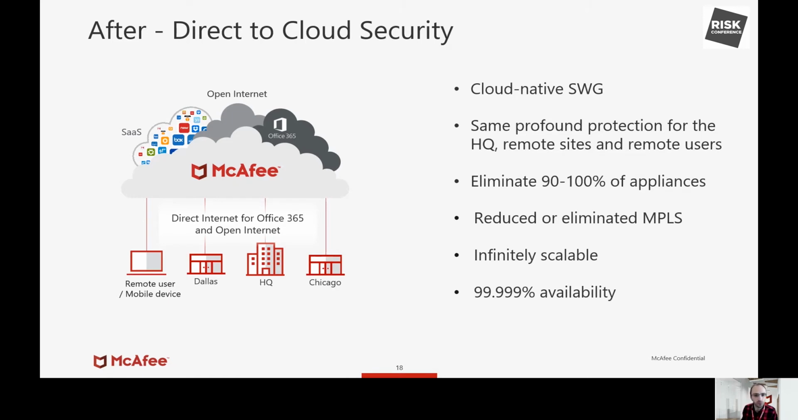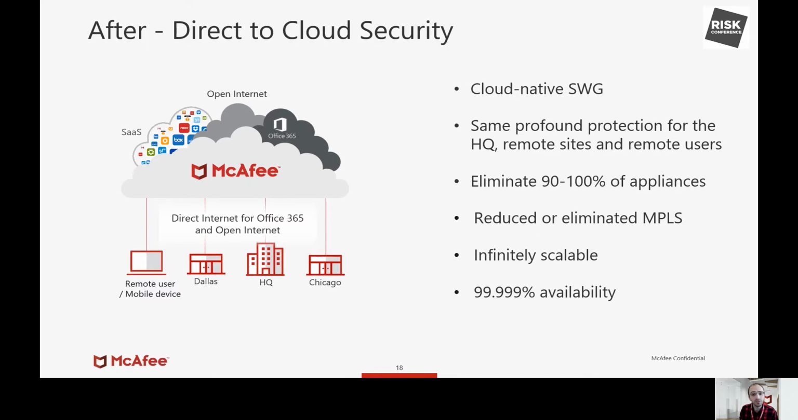having protection in the same way from headquarters, remote sites, and remote users, eliminating the need for appliances on premise, which can be costly, also to upgrade, to patch, reducing, of course, the timings for traffic redirection. It's a very scalable approach to the network traffic, because we are leveraging McAfee points of presence, which are virtual points of presence.